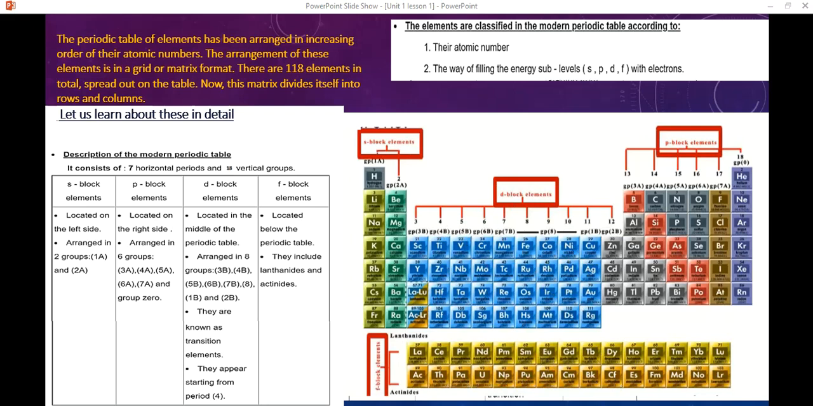Let's zoom in on this figure to learn the details about the modern periodic table. As we see, S block elements start from 1A, so this is group 1A. Then we have 2A. So S block elements contain 2 vertical groups.